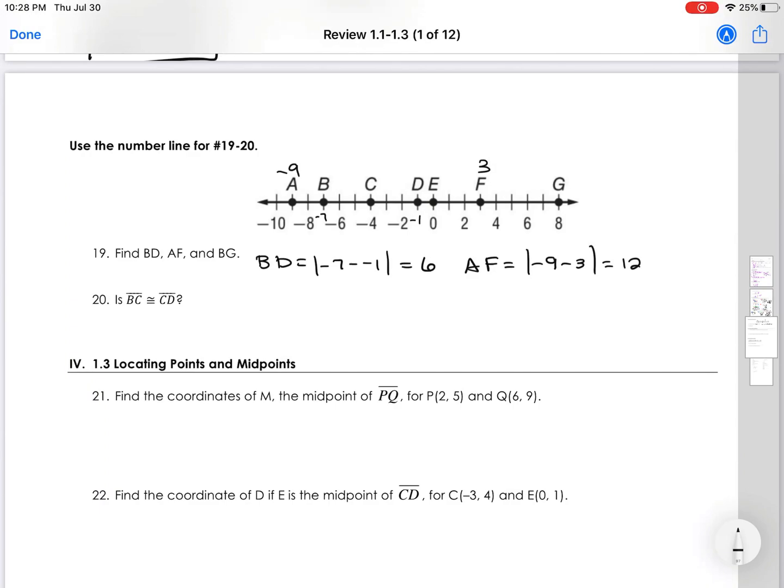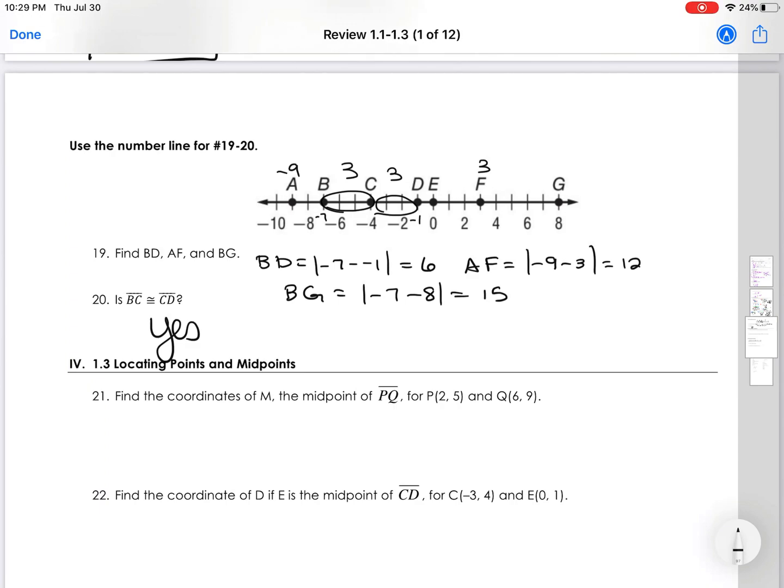And BG, so that's -7 and 8. Absolute value of -7 minus 8, that's going to give us 15. We want to know, is BC congruent to CD? BC we see is 3 units long. CD is also 3 units long. So the answer there is yes, because they are both 3 units long.